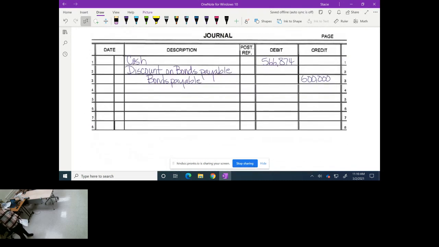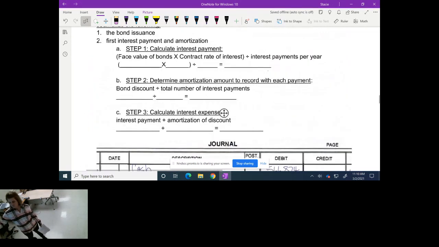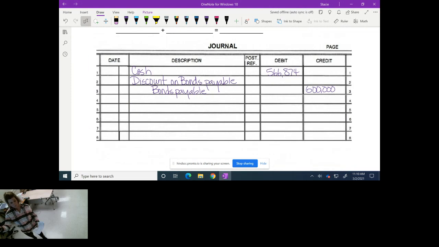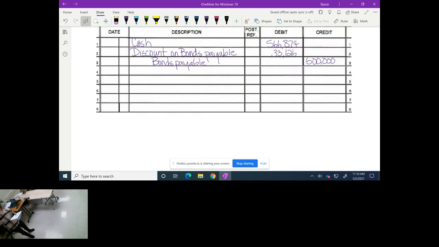All right, so we've got cash. We know how much we got. Bonds payable, we're going to have to pay back 600,000. So we've got a difference in our entry. We got less than we're going to have to pay back, so we know we had to issue a discount. So how much is our discount? 33,000. Yeah. Now, you can either figure that ahead of time by taking the difference between the two, or make your entry balance. Okay. What is it?